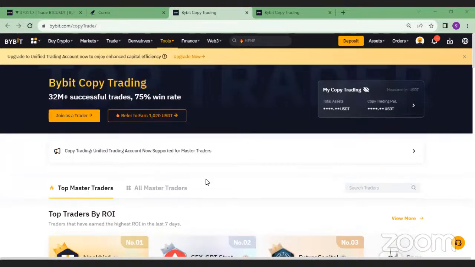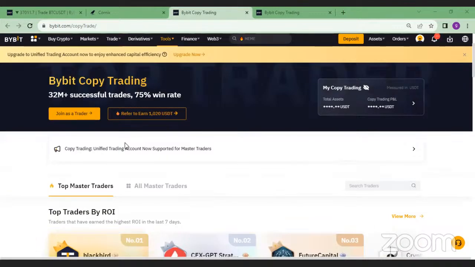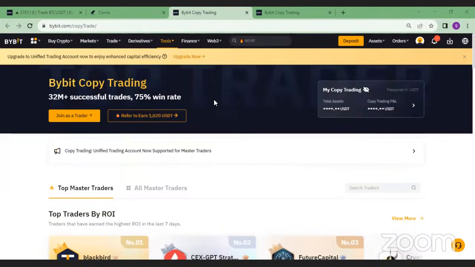But before we go into his own personal copy trading, you come in here, there are thousands. As you can see here, there are thousands of traders that you can actually copy.